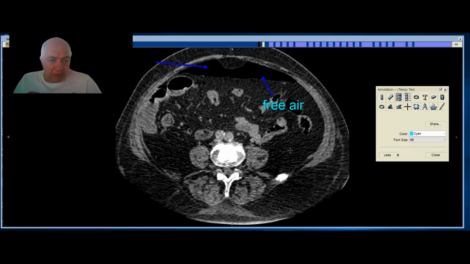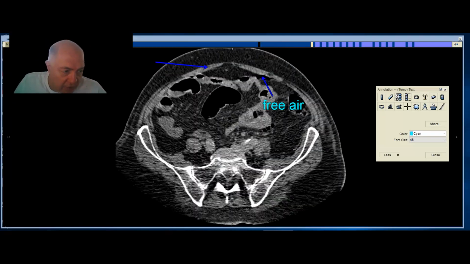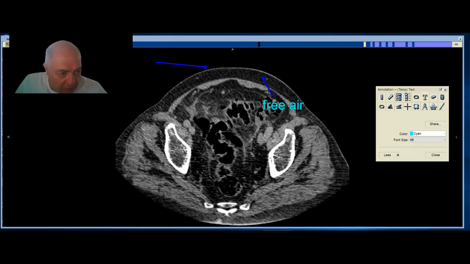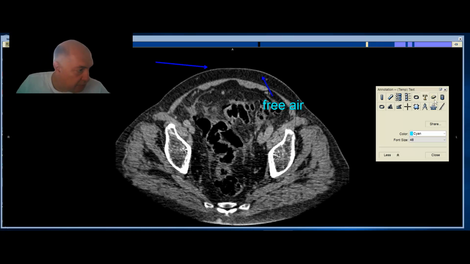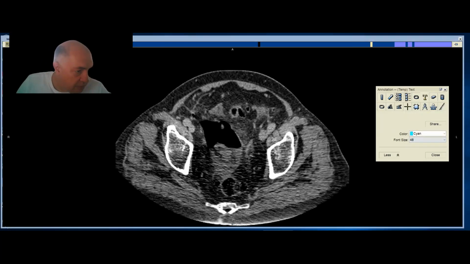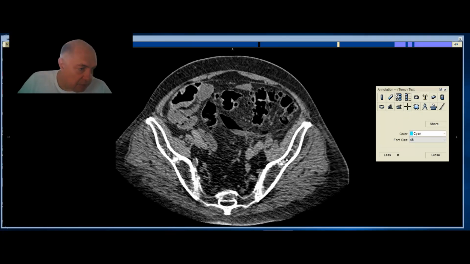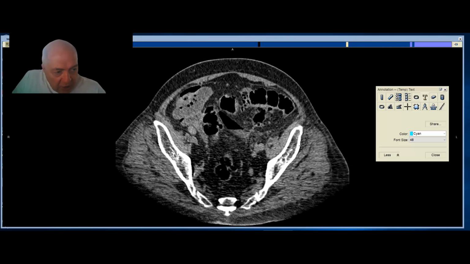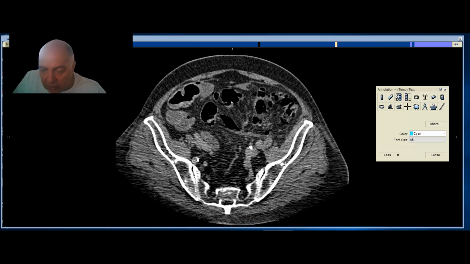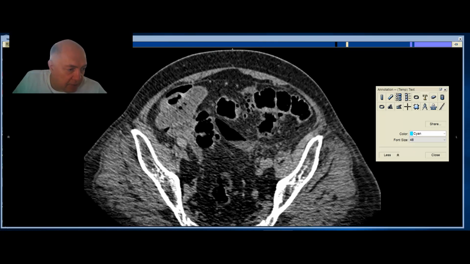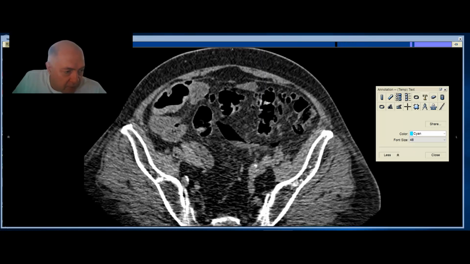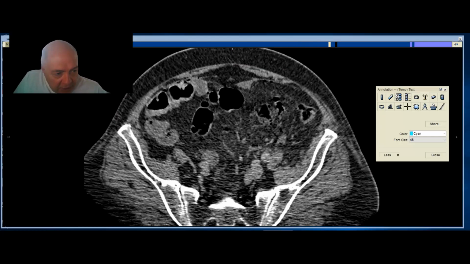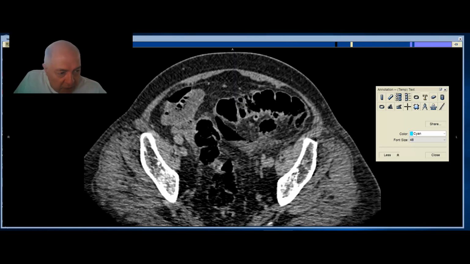So the next step is to look for the cause of the free air. If you go down the abdomen, you can see a lot of inflammation around the sigmoid colon. So in this case, it's hard to say the exact site, but it's definitely around the sigmoid colon, because that's where most of the inflammation is, as you can see there. So it's probably a diverticular abscess or a diverticulitis which has perforated. That's the commonest cause.